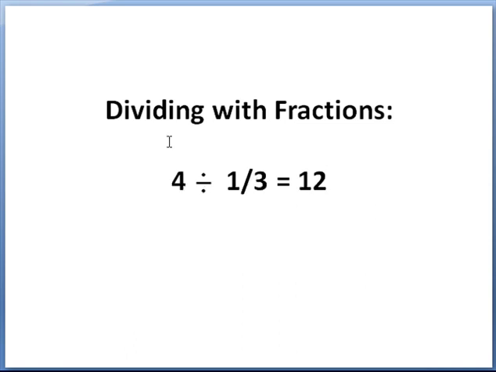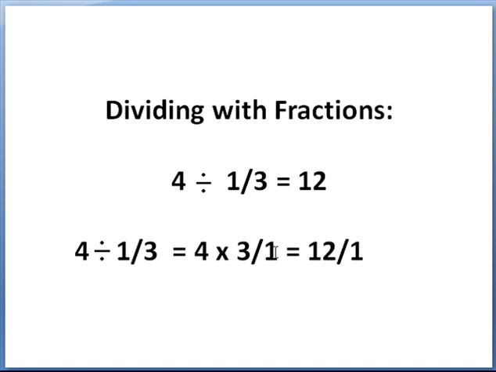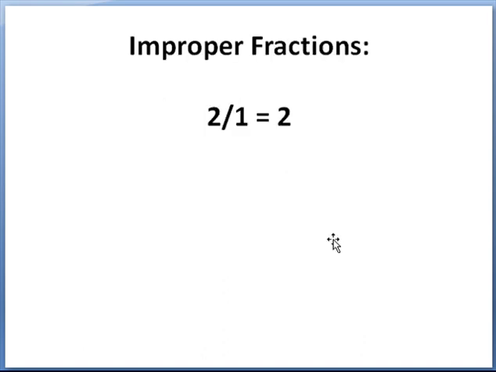So let's take a look at another example. 4 divided by 1/3 equals 12. In other words, 1/3 will go into 4 12 times. Well, let's write it this way. 4 divided by 1/3 equals the same thing as 4 times 3 over 1, and that equals 12 over 1, and that equals 12.